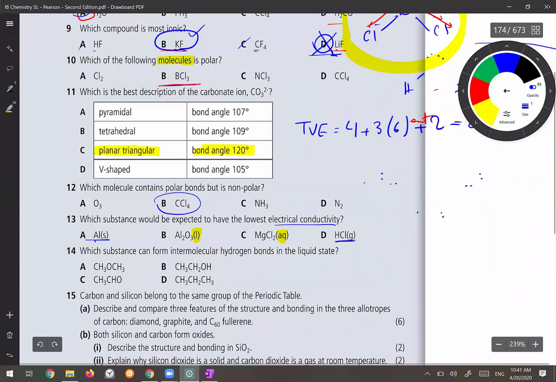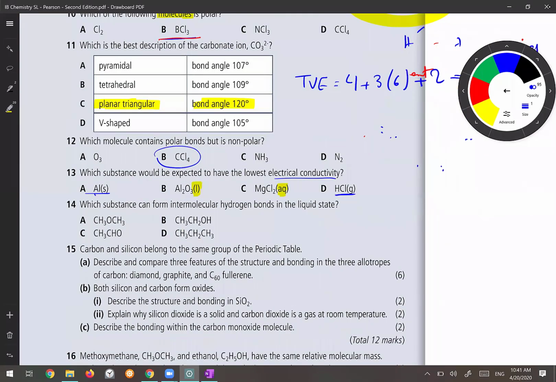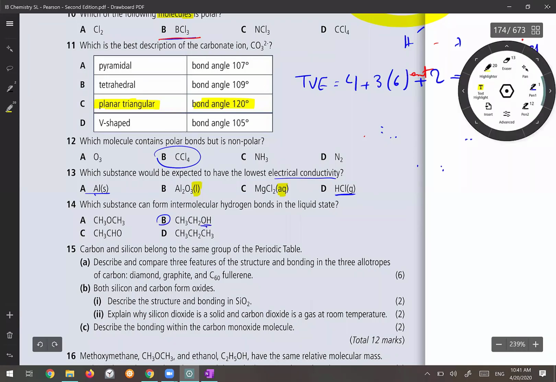Question number 14 says, which substance can form intermolecular hydrogen bonds in the liquid state? B. Yeah, exactly. So when you see the OH, the alcoholic functional group, you must know that they can form hydrogen bonds between their molecules.